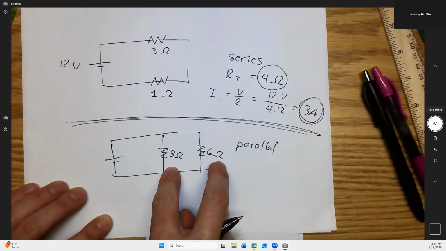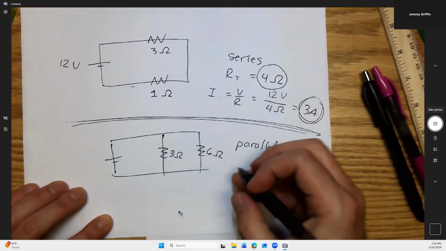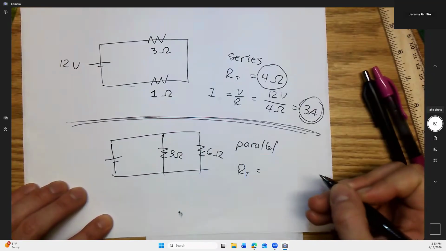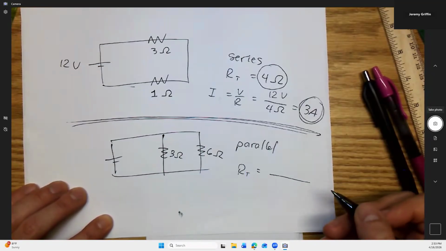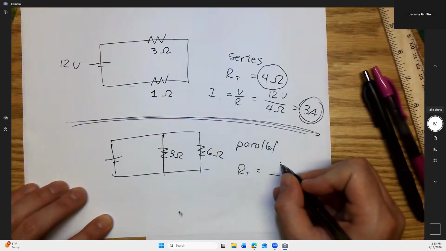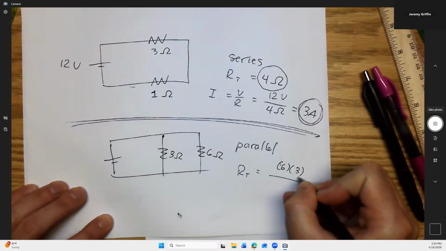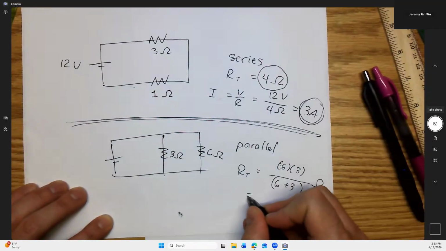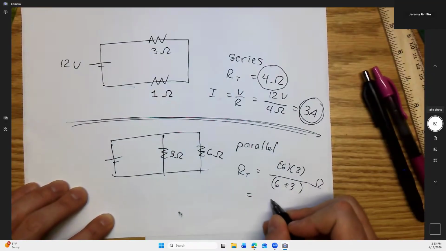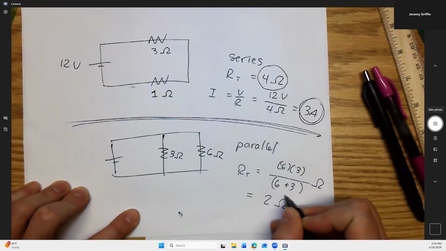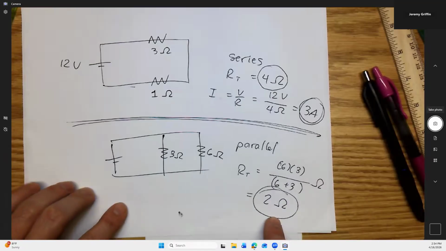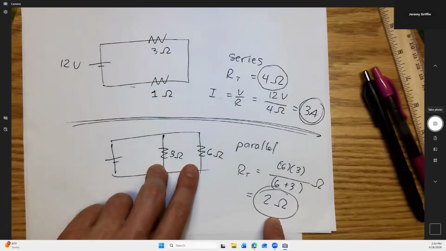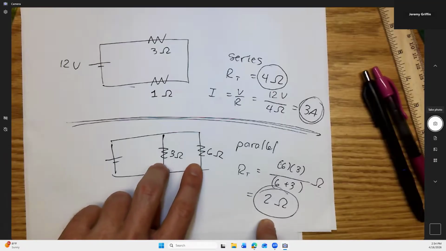Okay. How would you find the total resistance? Yeah, product over sum. There you go. Product over sum. Okay. So is that like 18 over 9? And guys, what does that come out to? 2 ohms. So guys, if you look at the total resistance compared to each individual resistor, what happened with the total? It got less, didn't it? Yeah, guys, the total resistance is less than any of the individuals.